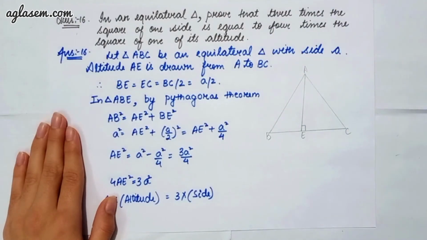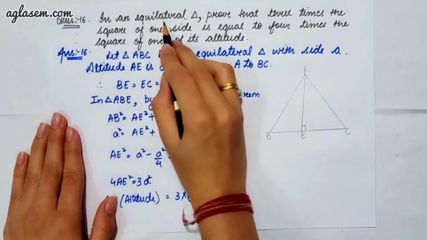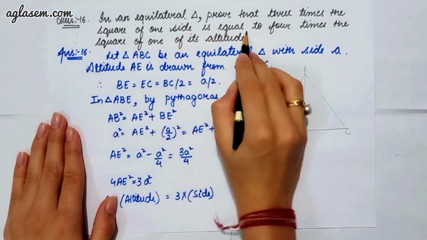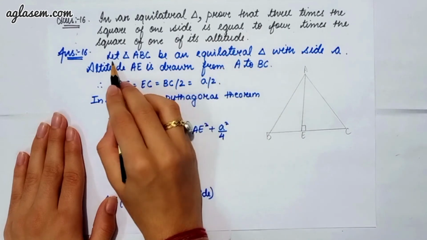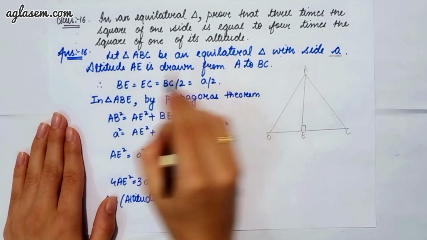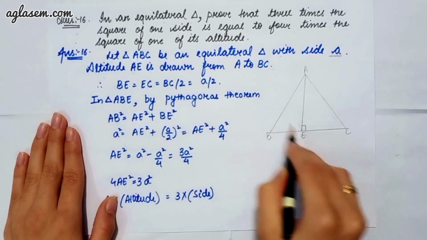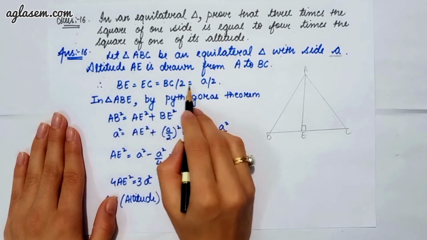Moving to our last question of this exercise, that is question number 16, which says in an equilateral triangle, prove that 3 times the square of one side is equal to 4 times the square of one of its altitudes. So here, let the triangle ABC be an equilateral triangle with side A. Altitude AE is drawn from A to BC. So BE is equal to EC is equal to BC upon 2 is equal to A upon 2.